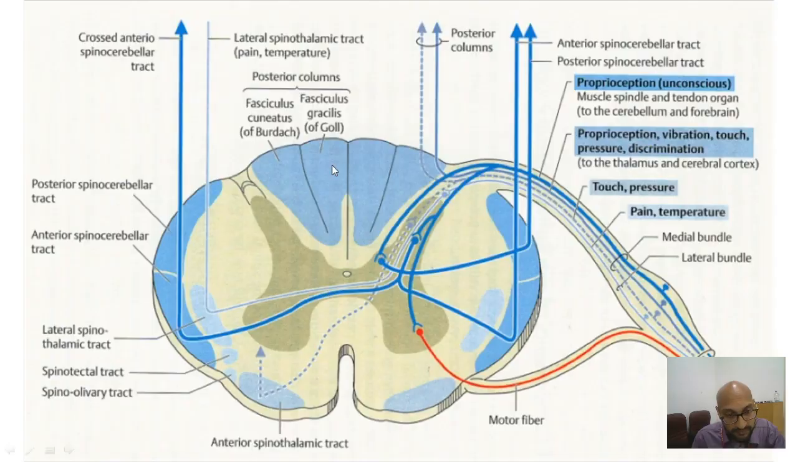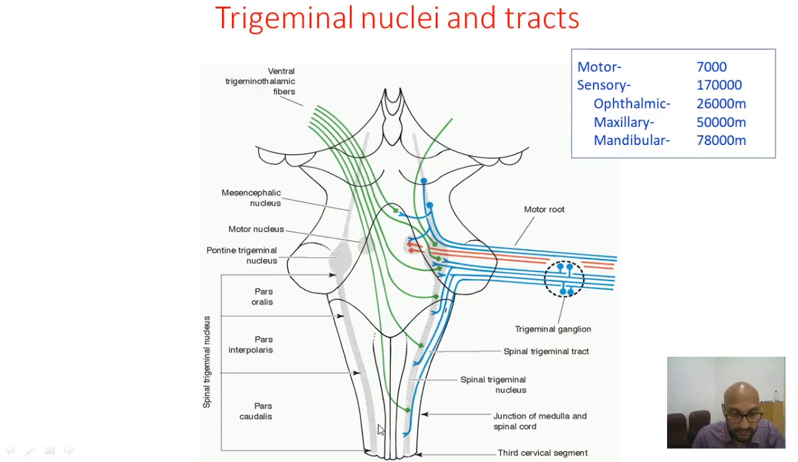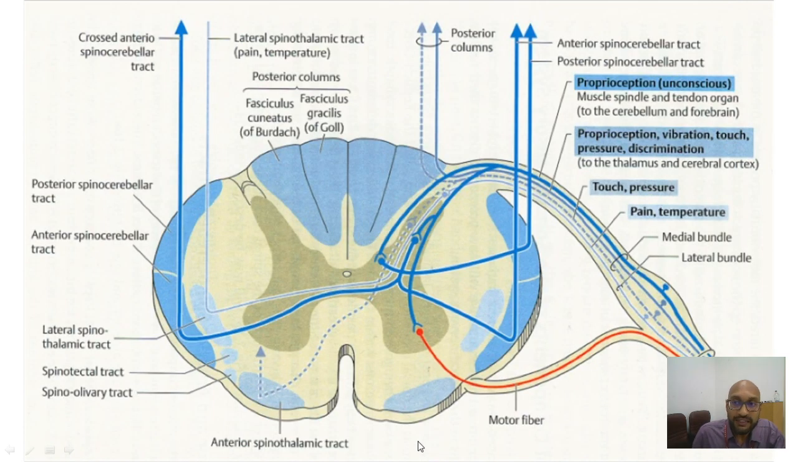Okay. Now, there is a lot of correspondence of the tracts that are meant for the head and neck with what you see in the spinal cord as well. So now you know that for the spinal sensations, that is conscious proprioception, they travel in the dorsal column, whereas touch and pressure, and pain and temperature, they travel with the spinothalamic tracts.